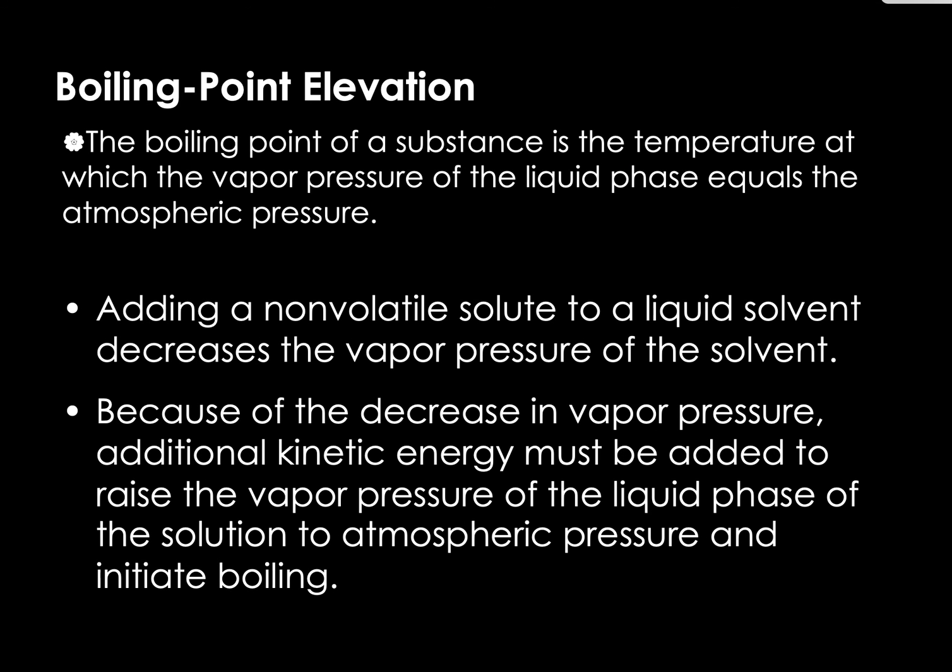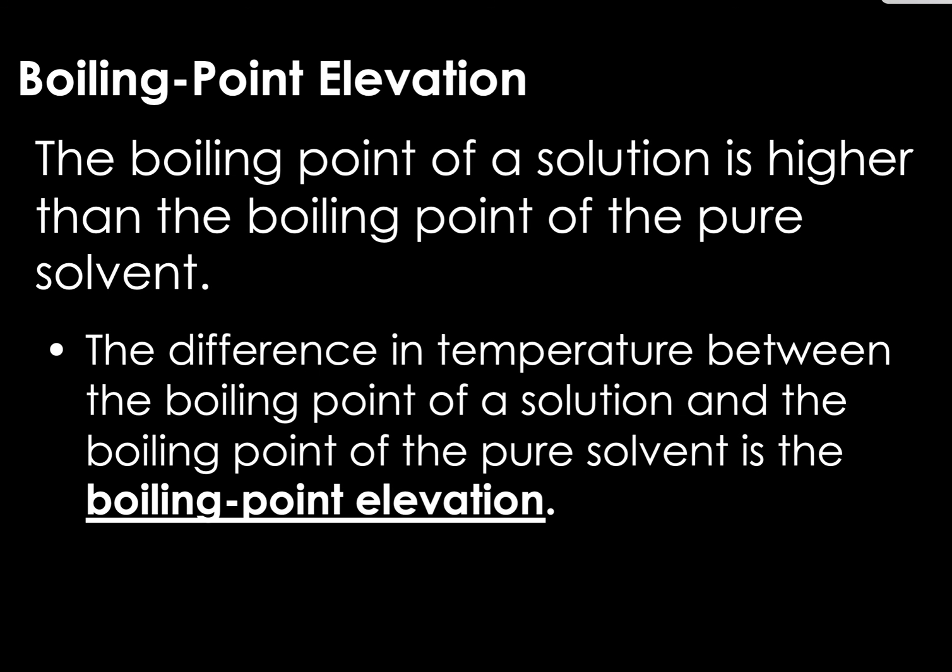And the third type of colligative property, boiling point elevation. The boiling point of a substance is the temperature at which the vapor pressure of the liquid equals the atmospheric pressure. Adding a non-volatile solute to a liquid solvent decreases the vapor pressure of the solvent. Because of the decrease in vapor pressure, additional kinetic energy must be added to raise the vapor pressure of the liquid phase of the solution to atmospheric pressure and initiate boiling. Right? So the difference in temperature between the boiling point of a solution and the boiling point of a pure solvent is the boiling point elevation.